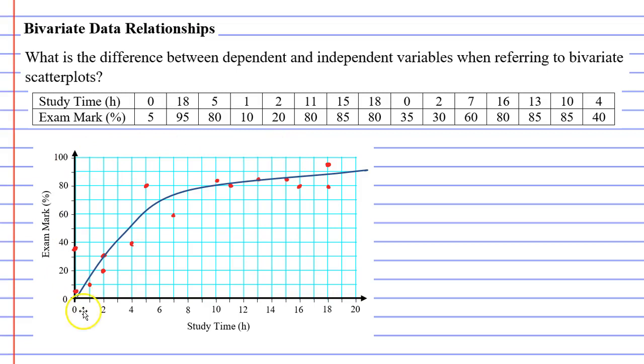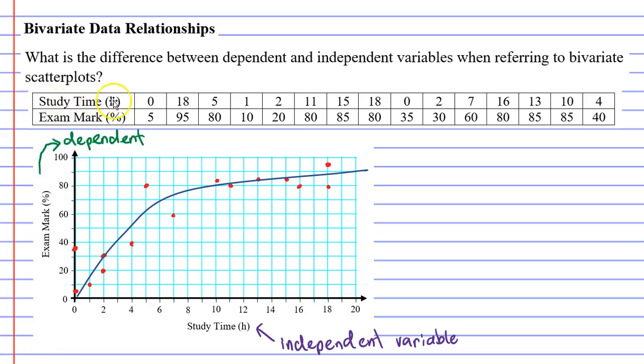We have a scatterplot here. Our horizontal axis represents our study time. We always put our independent variable on our horizontal axis. We also have our vertical axis, which is our exam mark. We always put our dependent variable on our vertical axis.